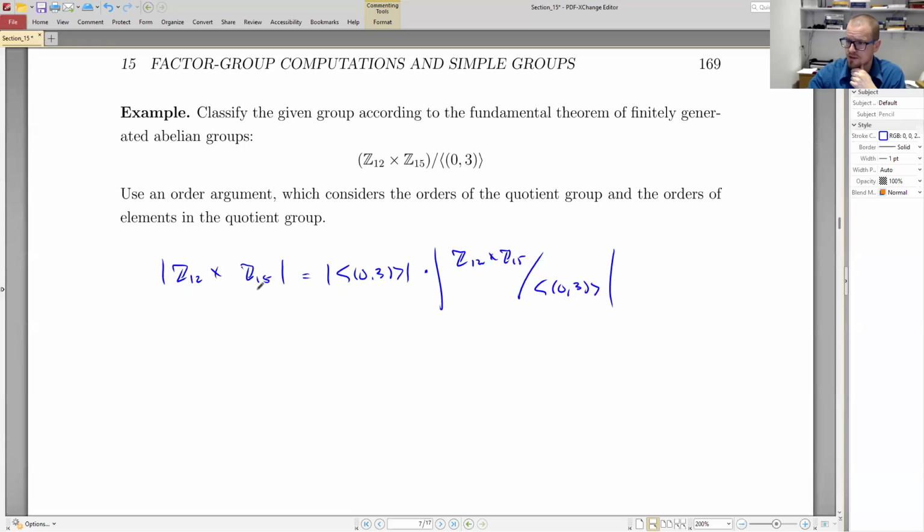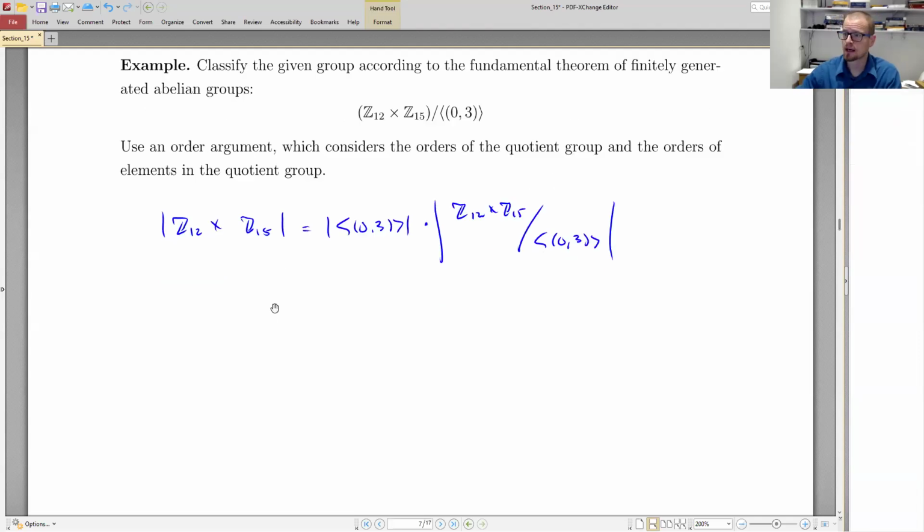So Z12 times Z15. Now I know this is order 12 and order 15. Do I know off the top of my head what 12 times 15 is? No. Could I figure it out? Certainly. But what I do know is I can recognize that 12 can be written as 2 squared times 3, and that 15 can be written as 5 times 3. So overall, I get 2 squared times 3 squared times 5 is equal to, and I know from our previous work that this is a subgroup of order 5, and this is multiplied by the order of the quotient group here, or factor group.